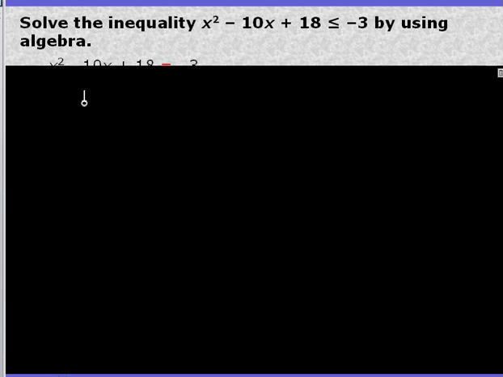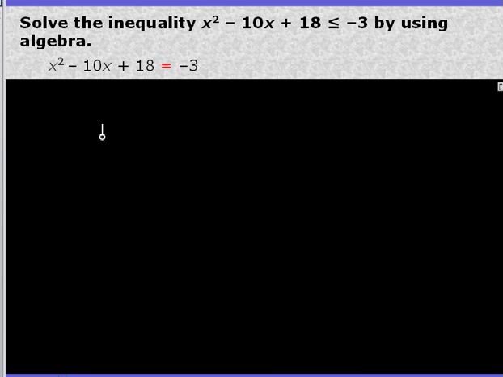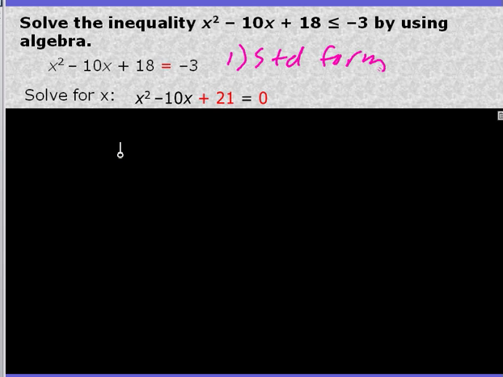All right, so let's look at an example. Solve the inequality x squared minus 10x plus 18 is less than or equal to 3 by using algebra. So we're going to turn it into an equation first, and we're going to put it in standard form by subtracting 3. Then we're going to solve this quadratic equation using one of the methods that we know. It turns out it's a factorable one, and pretty much all your problems that you solve by algebra are going to be factorable.